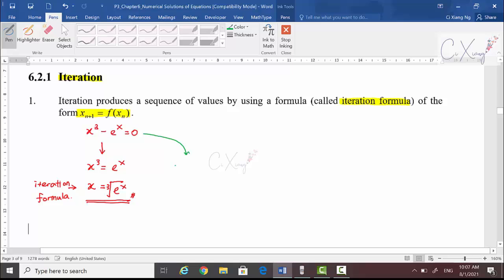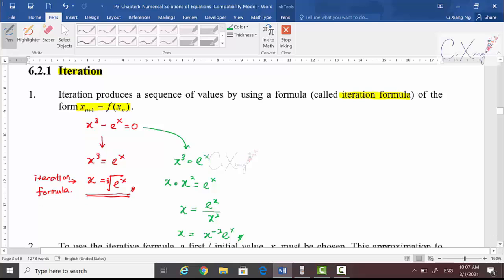So maybe they say, can I do it like that? x power 3 equals e power x. Because they know that x power 3 is actually x multiplied with x squared equals e power x, they move the x power 2 over, and this equation becomes x equals e power x over x squared. Or when they rewrite it, they'll write x equals x power negative 2 e power x. So can this be considered as one of the iteration formulas or not?